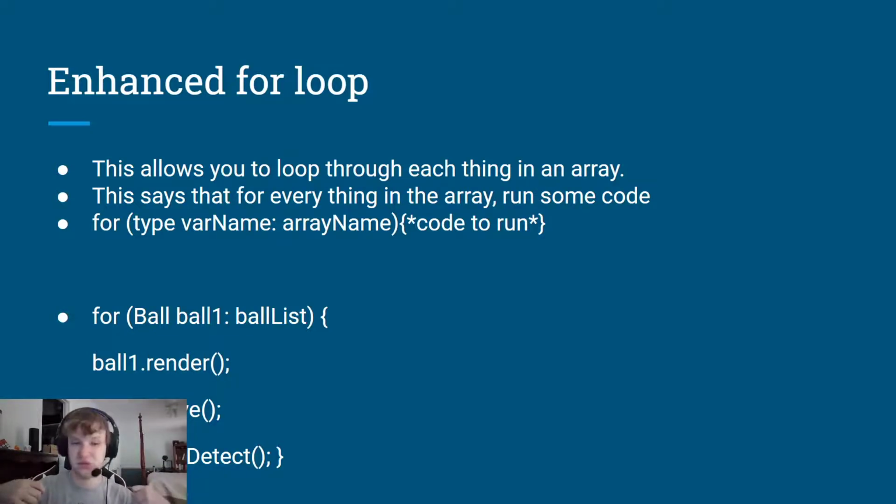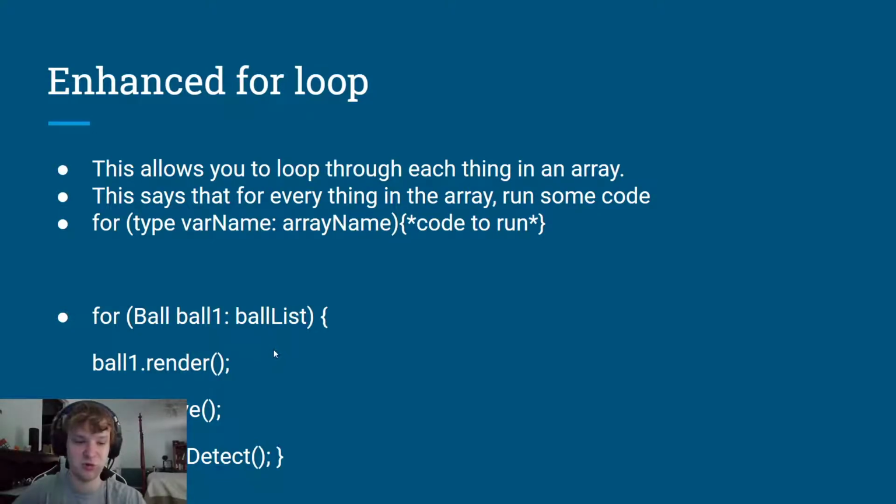So if there's 10 slots in my array list at this point in time, it's going to loop 10 times. Okay. And so ball1 is going to be, for the first iteration of my for loop, equal to the first thing in my array list. So for the very first ball in my ball list, it renders it, it moves it, it wall detects it. After that, ball1 is now no longer equal to the first thing, it's equal to the second thing. So then it says, okay, for the second thing in ball list, render it, move it, wall detect it. After that loop, ball1 is no longer equal to the second thing, it's now equal to the third thing. It renders, moves, and wall detects, and it goes on from there until it reaches the end of the for loop, or end of the array list. And so this enhanced for loop will actually do something to everything in the array list.